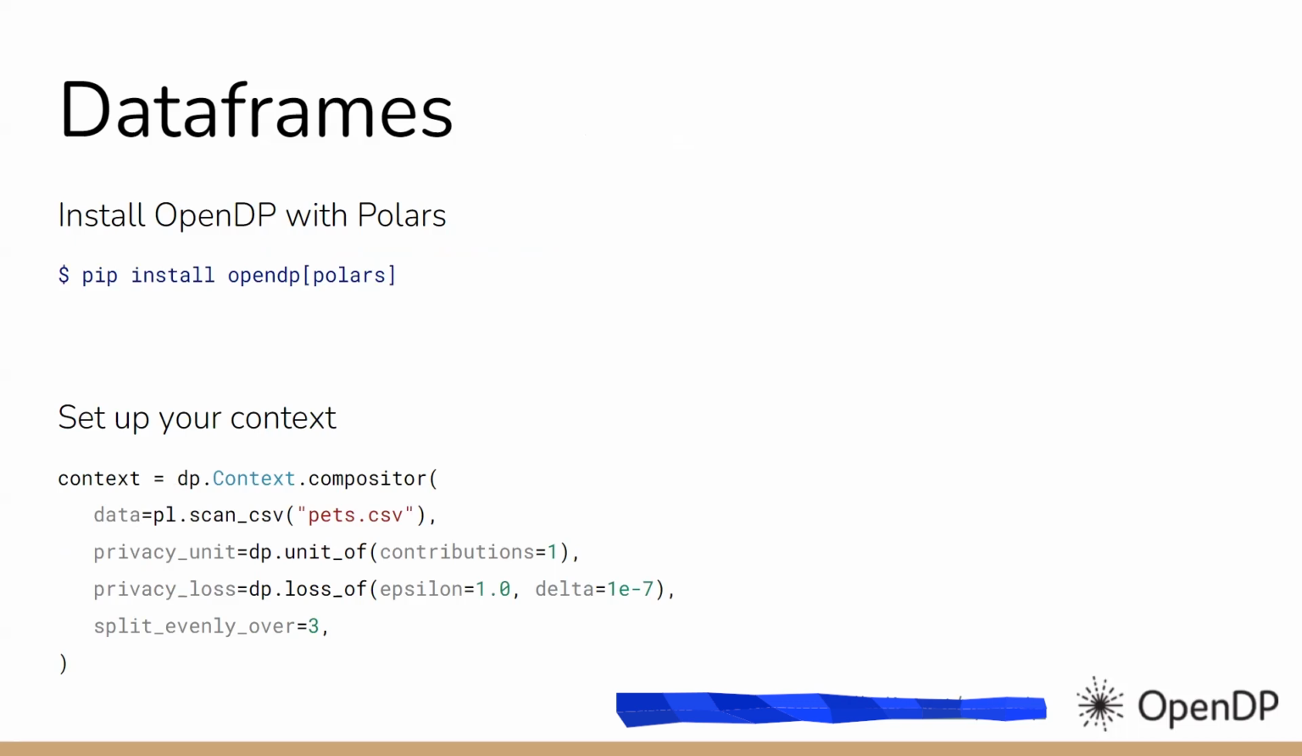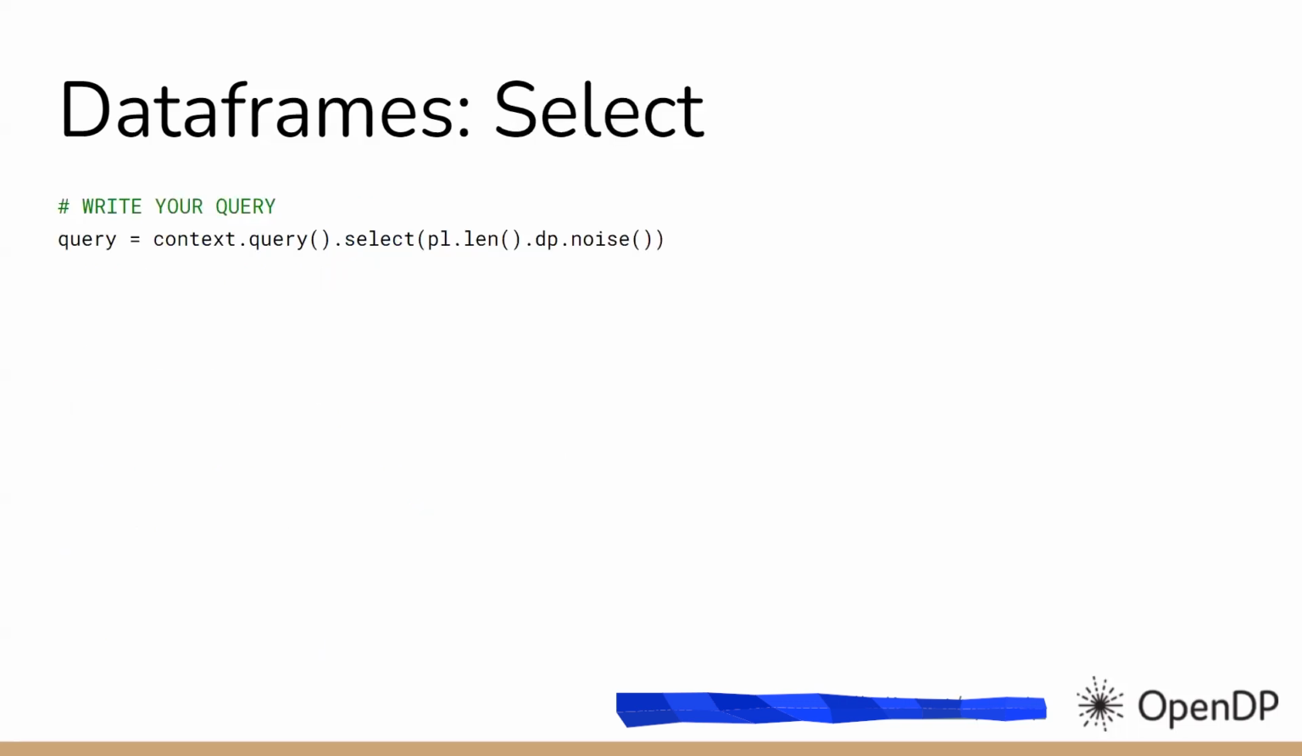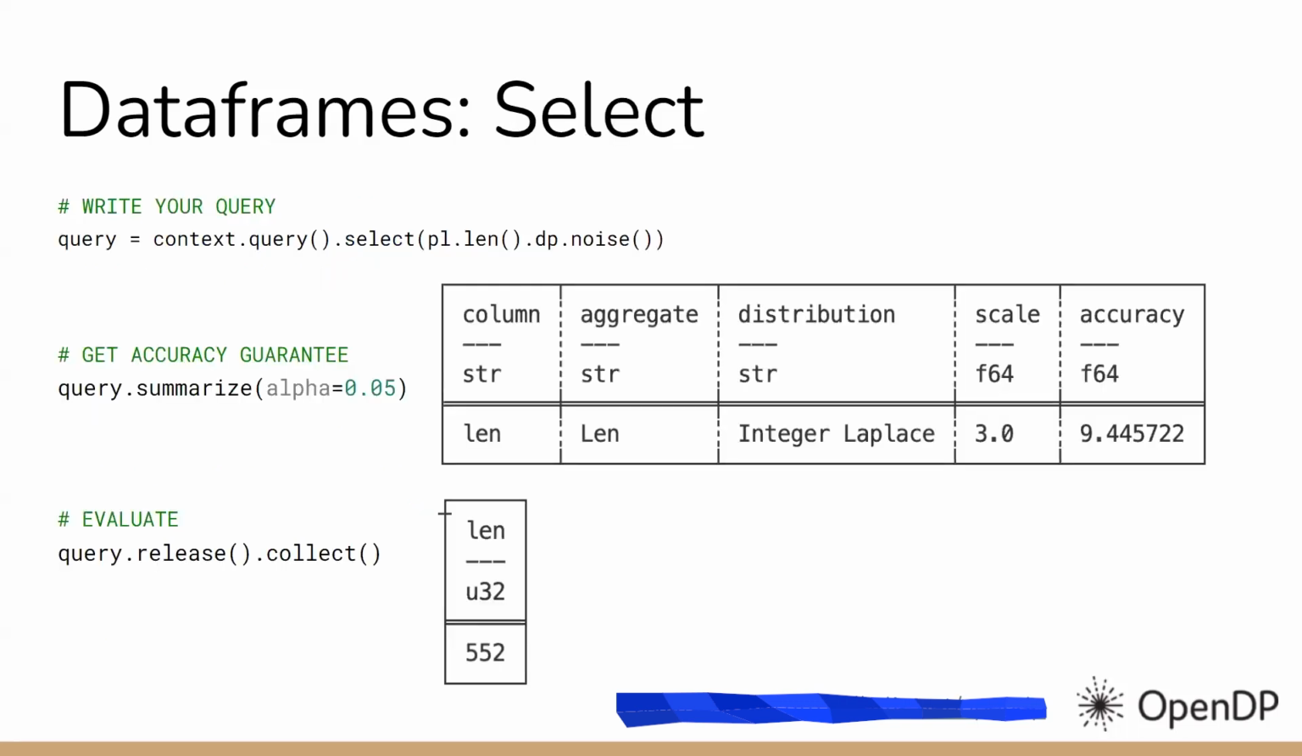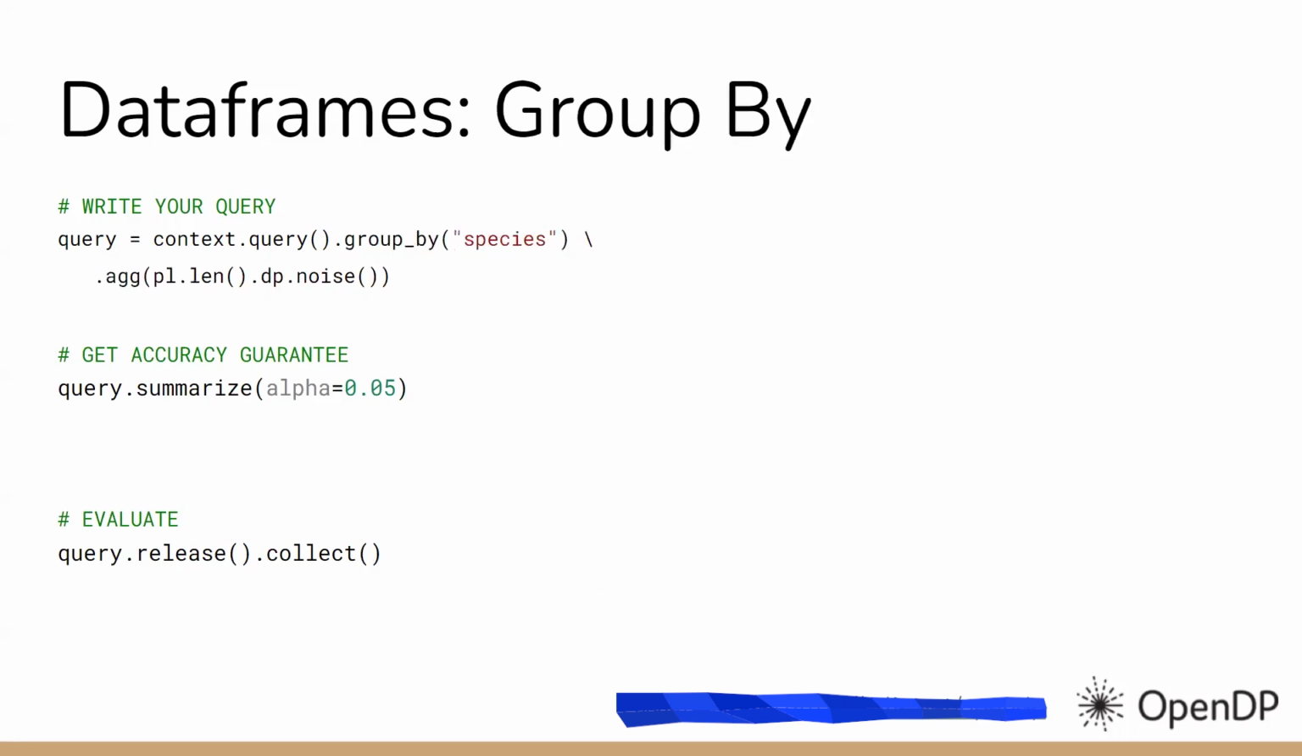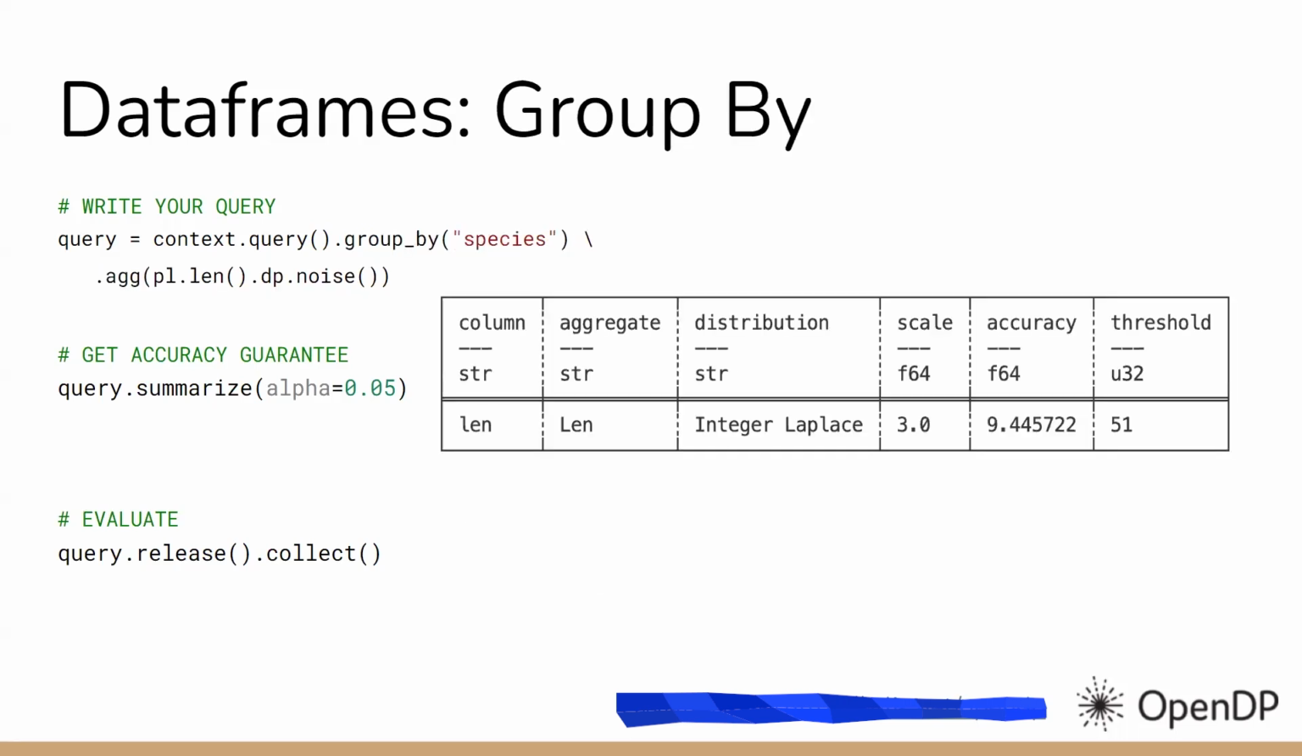How many pets do you have? What kind of pet do you have? What grade are you in? So we have quite a few students, 552. When we group by species, it's giving us the same summary table because we're adding the same amount of noise in each of the partitions, and we still get the same privacy guarantee.